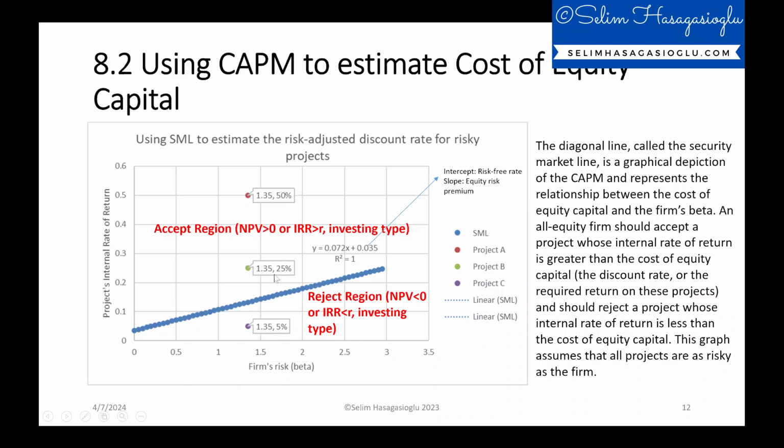The diagonal blue line here is called the security market line, SML. Remember, we covered this in the previous session as well. It is a graphical depiction of the CAPM and represents the relationship between the cost of equity capital and the firm's beta. All-equity firms should accept a project whose internal rate of return is greater than the cost of equity capital. Remember, the cost of equity capital is the discount rate, or the required return, on these projects. They should reject a project whose IRR is less than the cost of equity capital. This graph assumes that all projects are as risky as the firm.